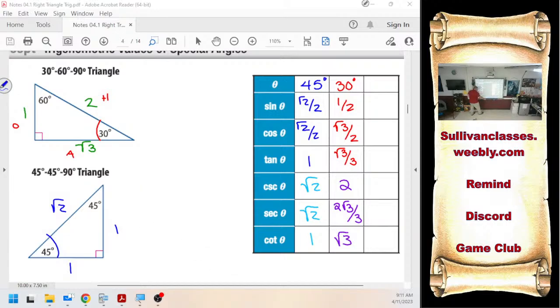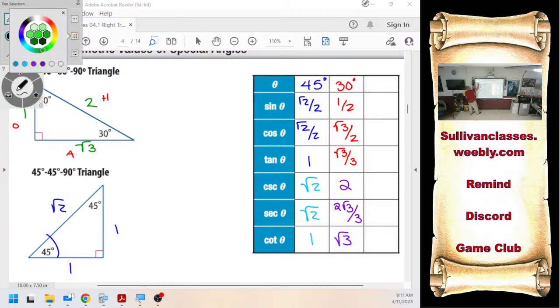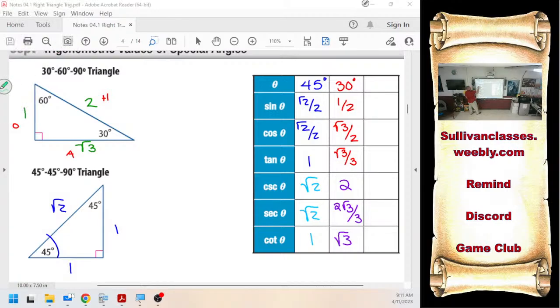All right, we're switching things up. I am no longer looking from the 30. We are now looking from the 60. So how do I have to change my labels? Hypotenuse is still hypotenuse. This is now opposite, this is now adjacent.